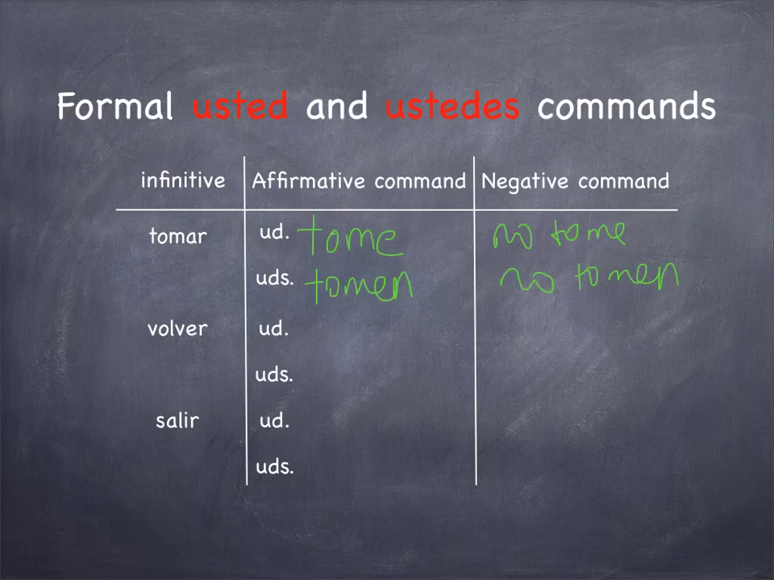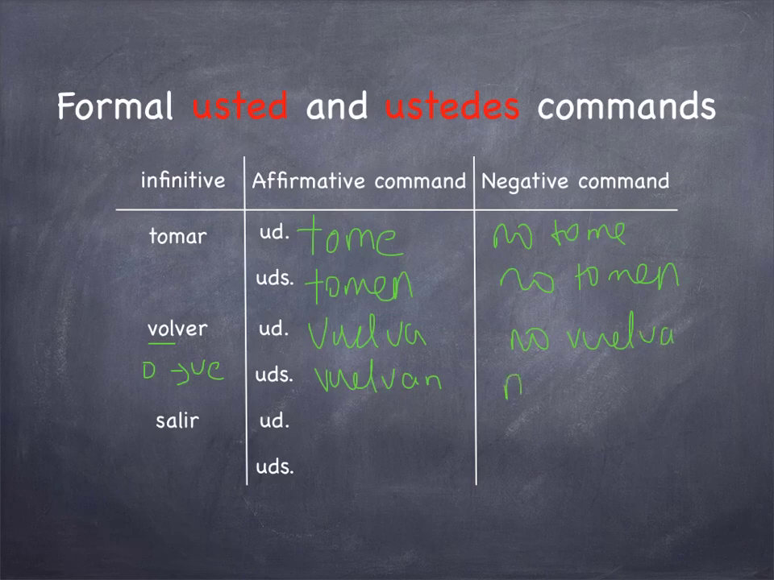Now, let's take a look at volver. Notice that volver is a stem-changing verb that changes from O to UE. Well, that stem change remains the same. So it would be vuelva or vuelvan, no vuelvan, no vuelva in the usted form, or no vuelvan in the ustedes form.